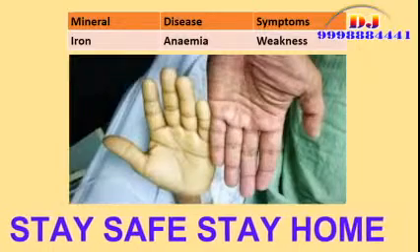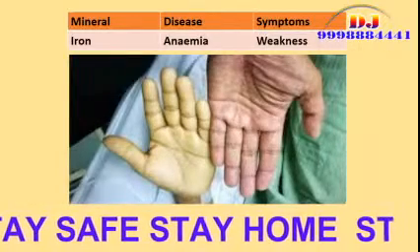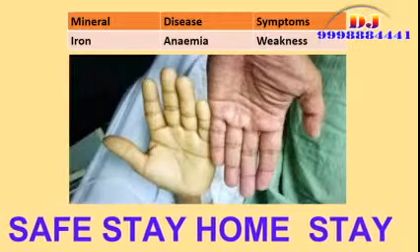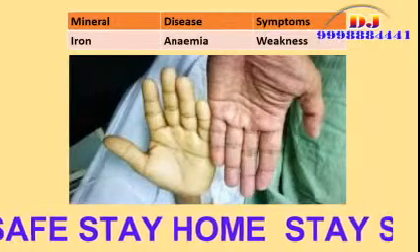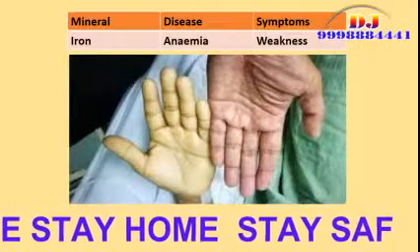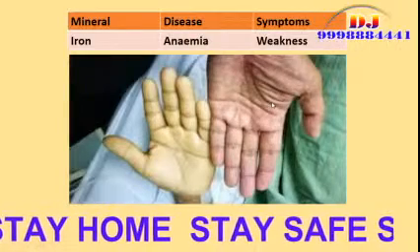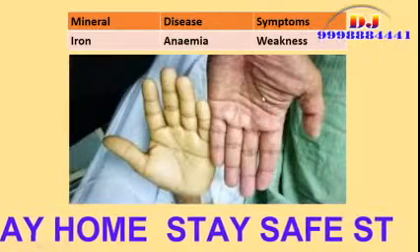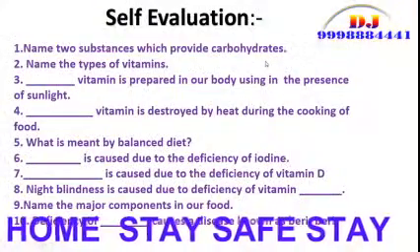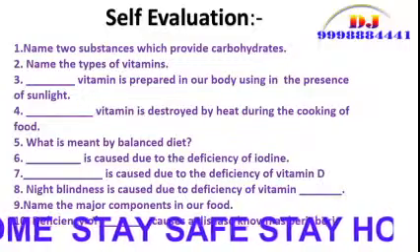If there is a deficiency of iron in your body, then which disease may occur? Anemia may occur. And what are its symptoms? Weakness. See, I have shown you two hands. The first hand, you can see, is red in color. That's of a disease. If the mineral iron is lacking, there is anemia, right? Weakness will be there. You can see the weakness in the body. So we have seen about the deficiency of minerals also.